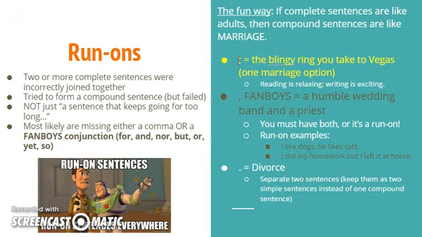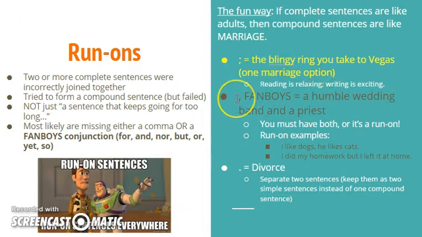Your first way is to put a semicolon between the two sentences. Now, if you squint a little bit, I think semicolons look a little bit like a diamond and then a wedding band beneath it. So I think of semicolons as that big blingy diamond that you could take to Vegas and get married with. Here's an example sentence. Reading is relaxing; writing is exciting. These are two independent clauses, and each half of the overall sentence is its own sentence that has been joined with the other one with a semicolon.